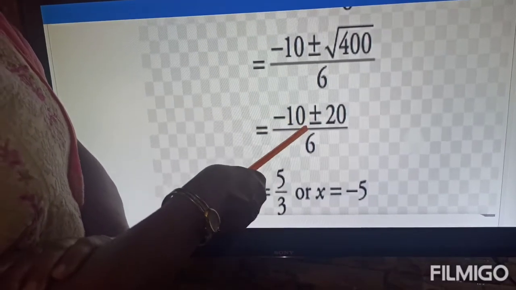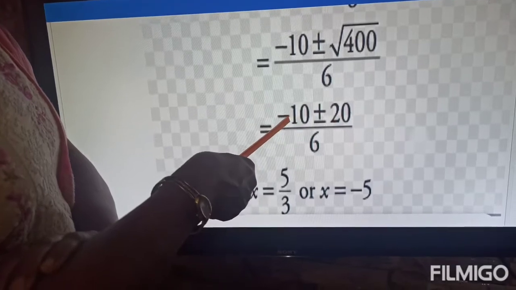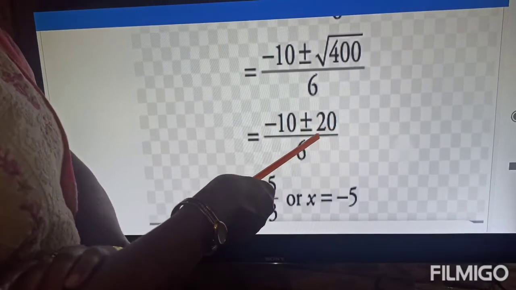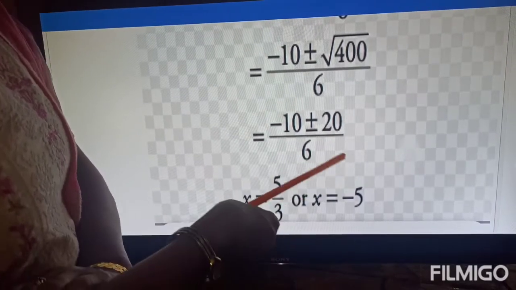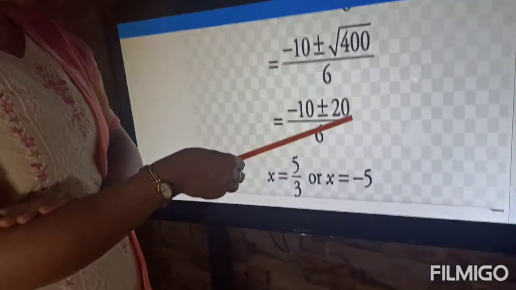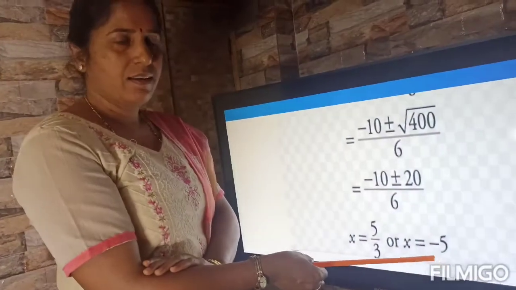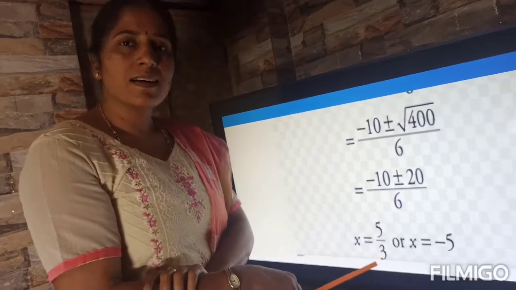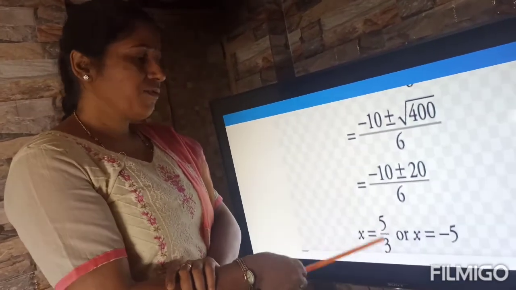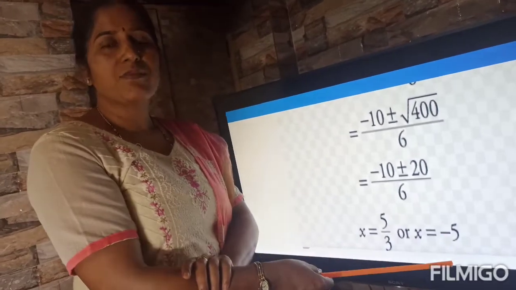Then one more time, minus 10 minus 20. Minus 10 and minus 20, it becomes minus 30. Minus 30 by 6, 6 fives are 30, so minus 5. Okay. Now we got the roots of the given quadratic equation: 5 by 3 and minus 5.